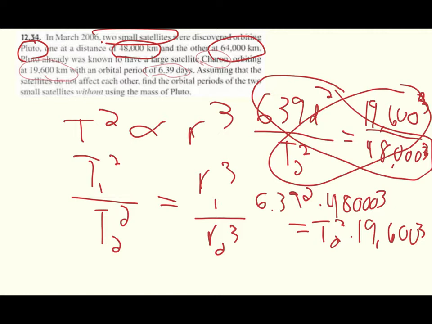So all you have to do is take a calculator right now. Take 6.39 squared times 48,000 cubed. Divide that by 19,600 cubed. I'm going to take the square root of that, to the 0.5 power, and I get T2 is going to be 25.65, and the units are just going to be days. So I was able to do that without knowing the mass of anything, which is pretty cool.